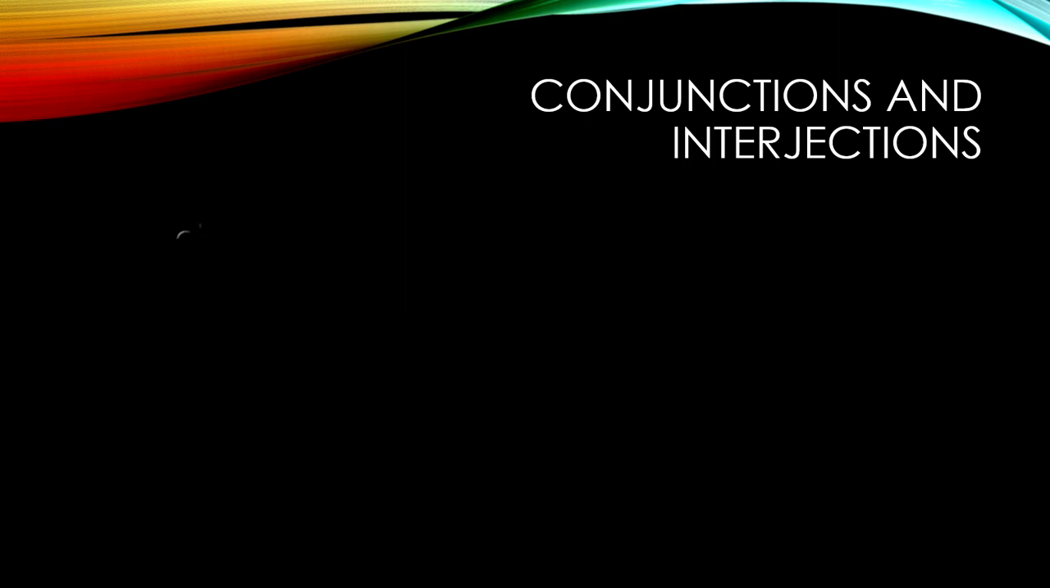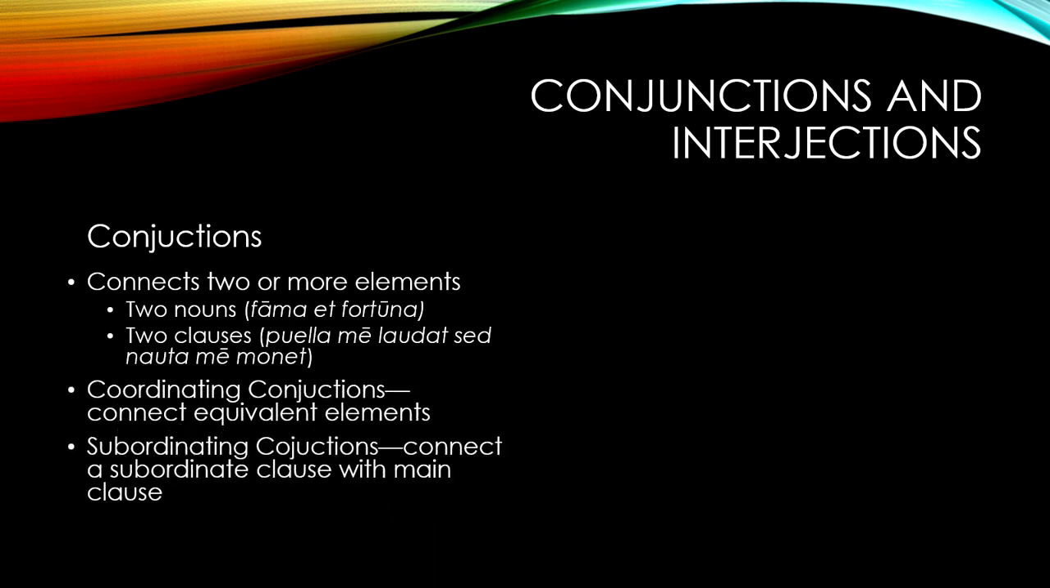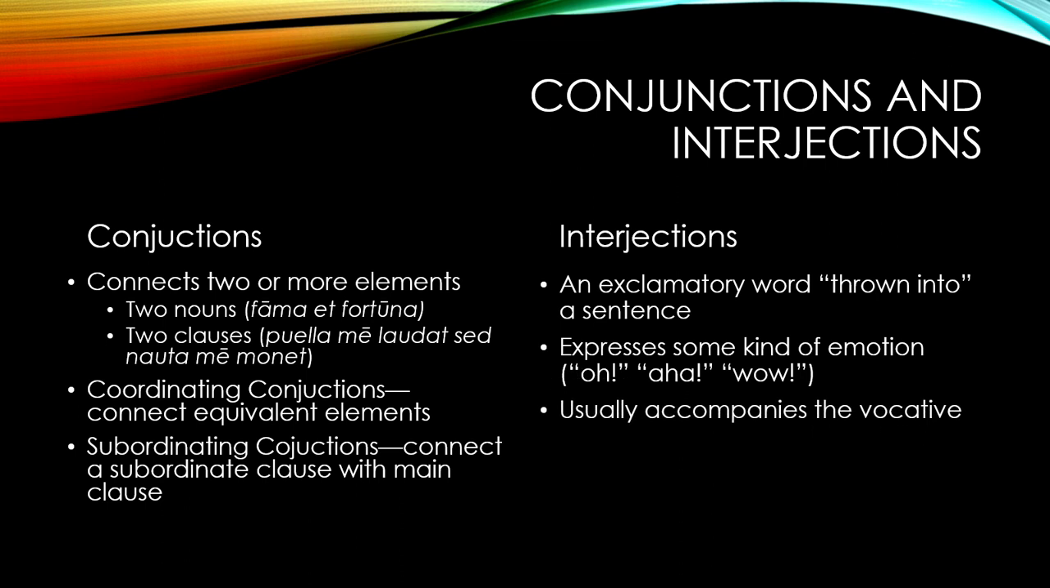Finally, let's talk a little bit about conjunctions and interjections. Conjunctions connect 2 or more elements, such as 2 nouns and 2 clauses. They can be classified into coordinating conjunctions, which connect equivalent elements, me laudamus et monemus, or subordinating conjunctions, which connect a subordinate clause with the main clause. See arrow monet may. We already talked a little bit about interjections when talking about the vocative case, but I'll quickly go over what they are again. An interjection is an exclamatory word thrown into a sentence. It expresses some sort of emotion, like fear when you say, "Ah, zombies." It usually accompanies the vocative.